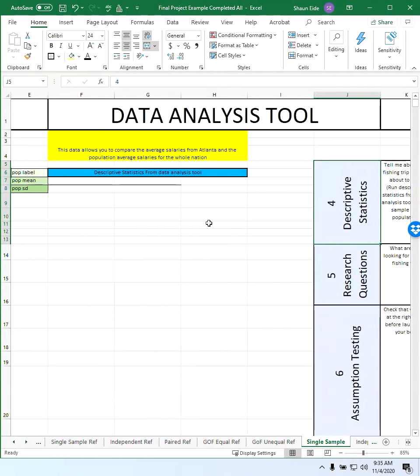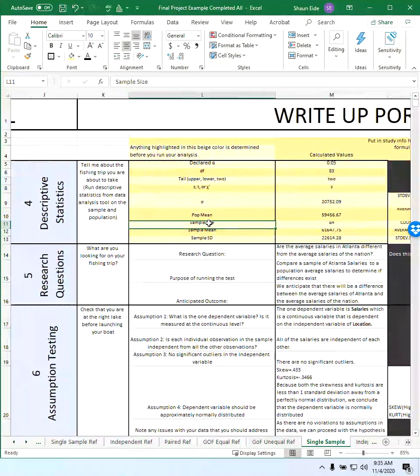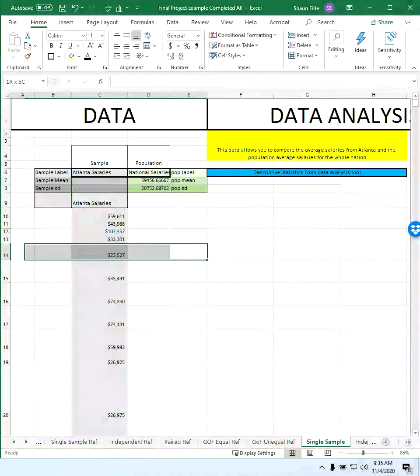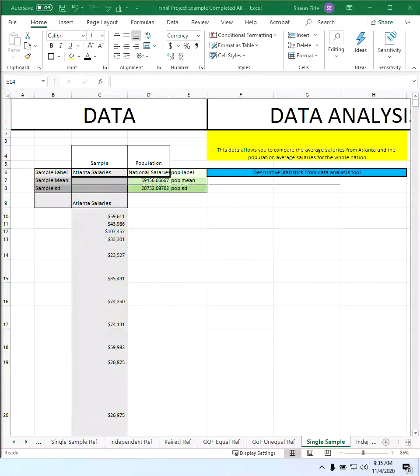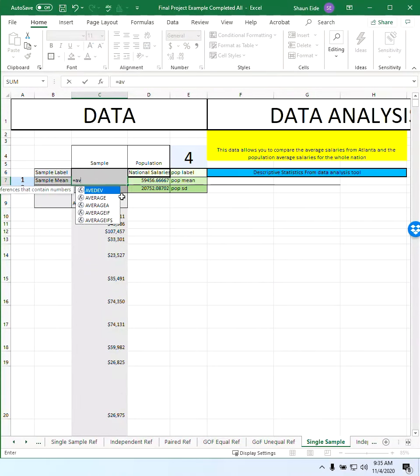So descriptive statistics, let's see here. So follow these numbers in a row. And you notice your numbers are right there. So you've got your numbers. So follow these numbers. It's step 1, step 2. So you're going to want to find the sample mean. In order to find the sample mean, we're going to go equals average. You're going to highlight.